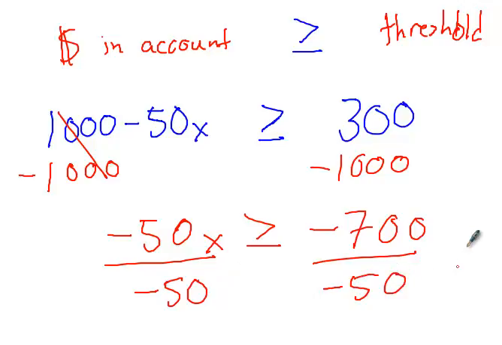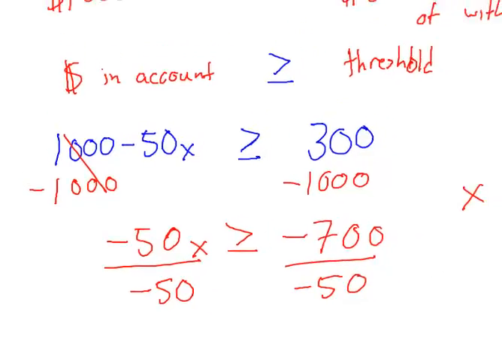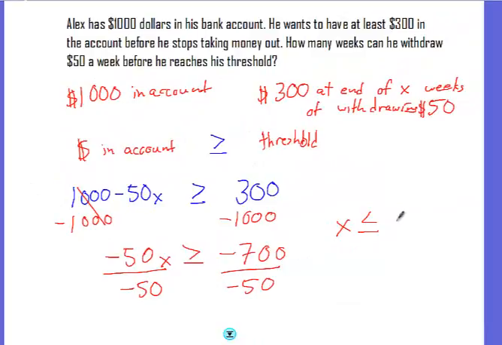Divide by negative 50. The rules of inequalities still stay true. So when we divide by a negative number, you must flip your sign. And x is less than or equal to 14 weeks. So as long as I withdraw $50 a week for 14 or fewer weeks, I'm still going to have at least $300 in my account. So the answer to this one is x is less than or equal to 14 weeks, or I can take money out without putting any money in for up to 14 weeks.